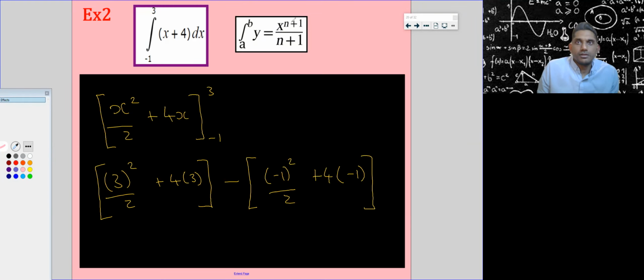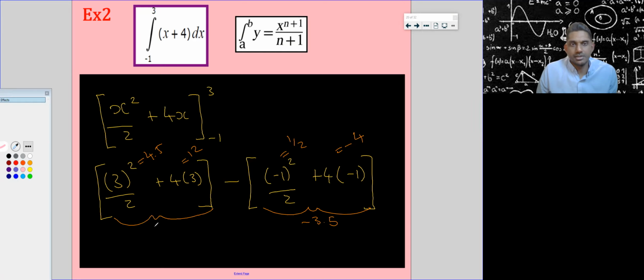So that is 9 over 2, let's go 4.5, that is 12, this is plus a half, and this is minus 4. So this whole amount will be minus 3.5, and this whole amount will be 16.5. So the answer is 16.5 minus 3.5, which is 20 units squared.